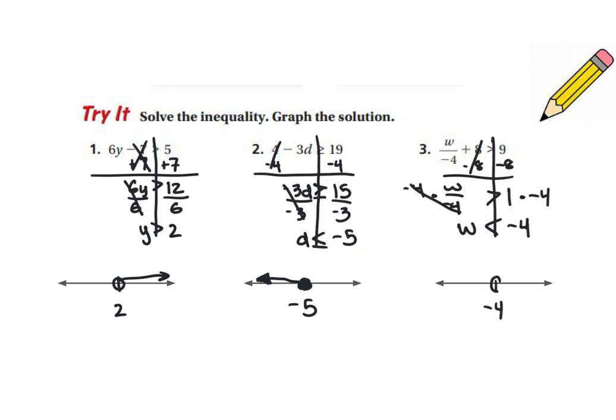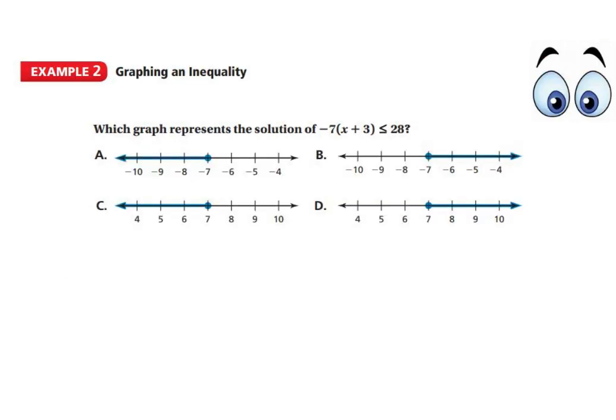W is less than, so it will be an open circle pointing to the left. Our example 2 says which graph represents the solution of -7 times the quantity x plus 3 is less than or equal to 28. So here we're going to distribute. -7 times x is -7x. -7 times 3 is -21.